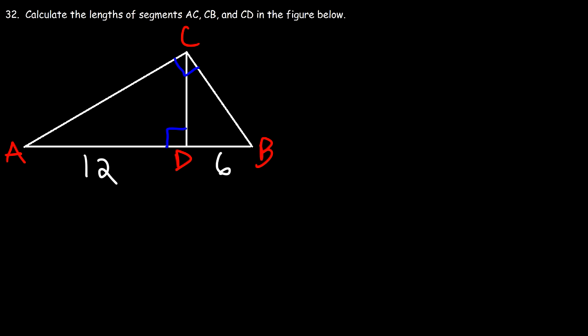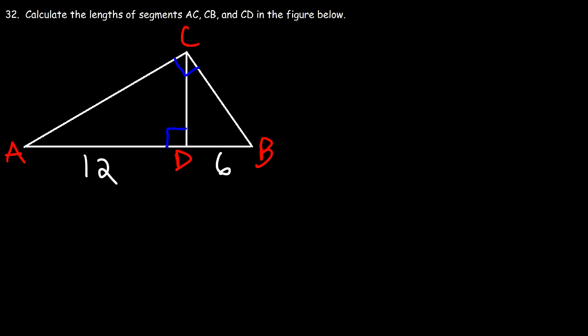Number 32. Calculate the lengths of segments AC, CB, and CD in the figure below. So what we have in this problem is an altitude on the hypotenuse. So we have altitude CD, and it's on the hypotenuse AB of triangle ACB.